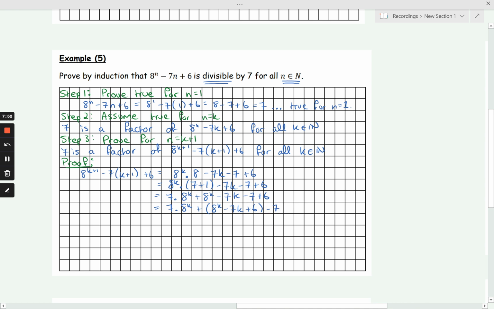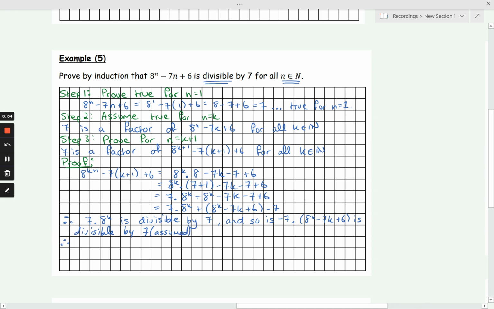And the reason why I put these three terms in brackets together is because they match what's given in my assumption. So now I can say, therefore, 7 by 8 to the power of k is divisible by 7, because again we can see it's multiplied by 7, so it has to be divisible by 7. And so is minus 7. Okay? I can also say that 8 to the power of k minus 7k plus 6 is divisible by 7. And the reason why we know that expression is divisible by 7 is because we assumed it in our assumption in step 2. So I'm going to put assumed in my bracket.